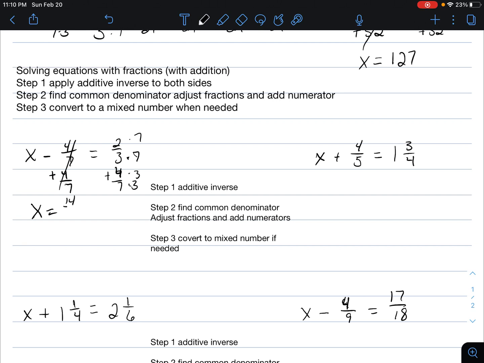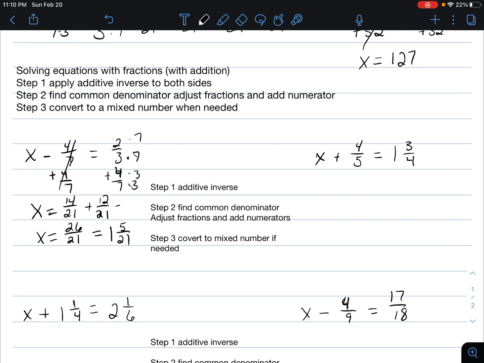That gives us 14/21 plus 12/21. Okay, so then x equals 14 plus 12 is 26 over 21. That's an improper fraction. So we convert to a mixed number. 21 can go into 26 once with a remainder of 5. And there you have 1 and 5/21.